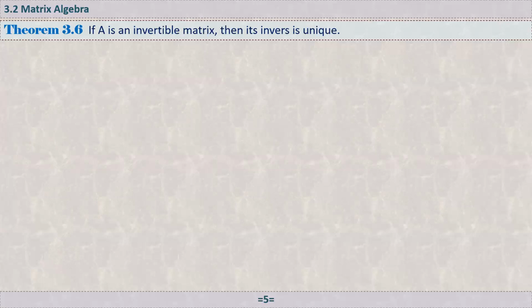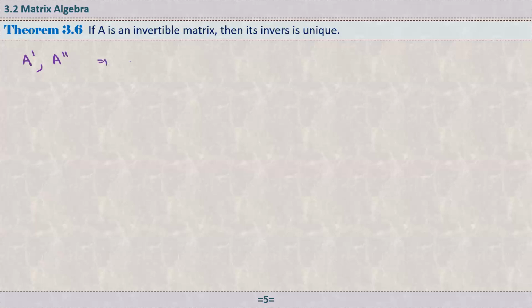In mathematics, a standard way, the general way used by most people, to show that there is just one of something is to show that there cannot be more than one. So suppose that A has two inverses. The first one is, let's say, A prime, and the second one is A double prime.